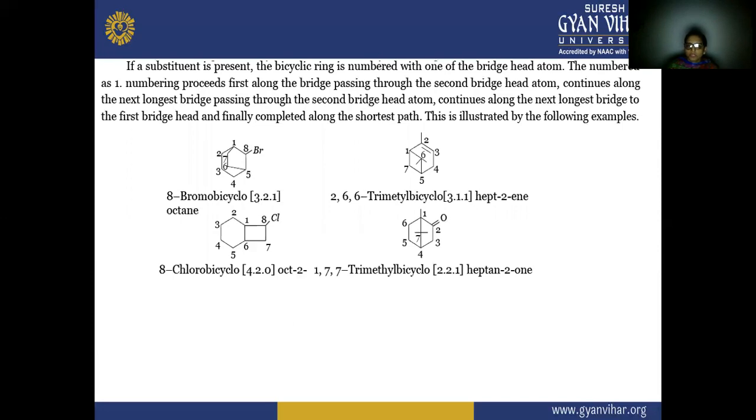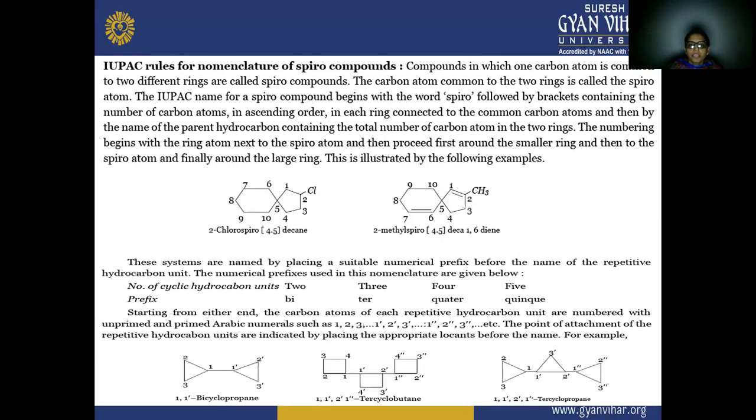If a substituent is present, the bicyclic ring is numbered with one of the bridgehead atoms numbered as 1. And these are the following examples shown here, showing the bridgeheads. Next is an example of the spiro compound. So here the spiro compounds are given, and we have to write the name spiro in it.